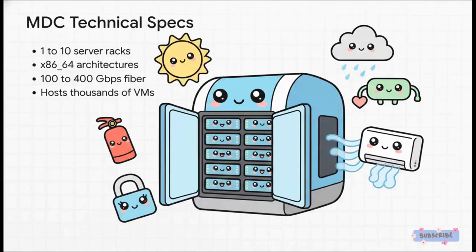Now, what's really interesting about this setup is the sheer density. These are basically fractional hyperscale data centers. We're talking 1 to 10 server racks packed with high-end Intel Xeon or AMD EPYC processors, boasting 100 to 400 gigabits per second of fiber backhaul. They can host thousands of virtual machines concurrently. And because they operate outdoors, they're entirely self-contained, featuring integrated UPS systems, fire suppression, physical security locks, and totally autonomous climate control. They essentially bring the immense power of the cloud right into the elements.